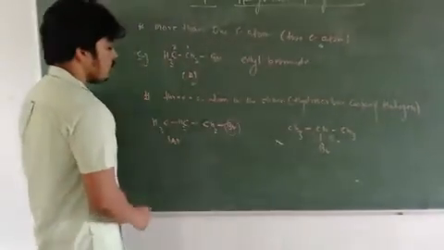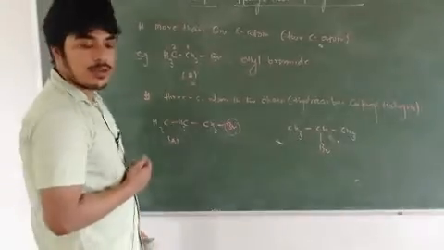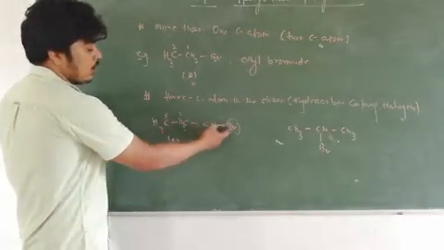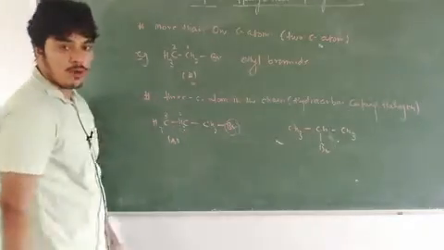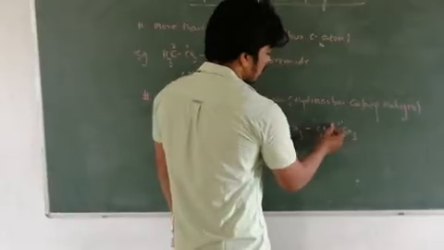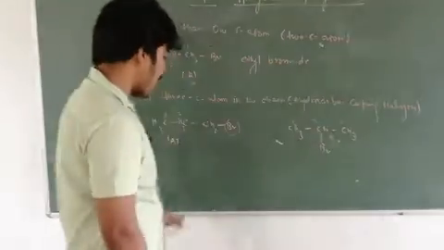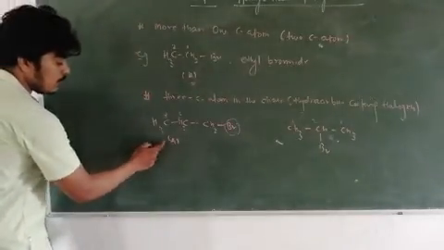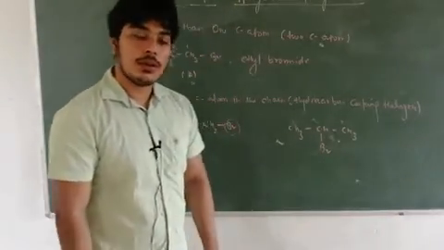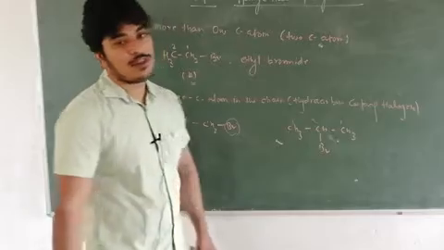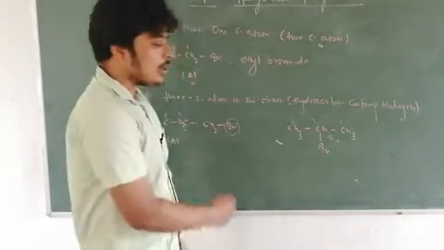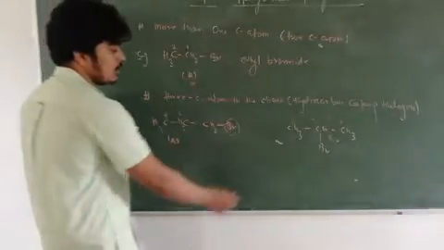If you give the IUPAC nomenclature, then it will be numbered 1 2 3: 1-bromopropane, and this will be 2-bromopropane. So what will be the IUPAC naming? This is 1-bromopropane and this is 2-bromopropane. So both compounds are different. Is there any other possibility to make a new diagram?